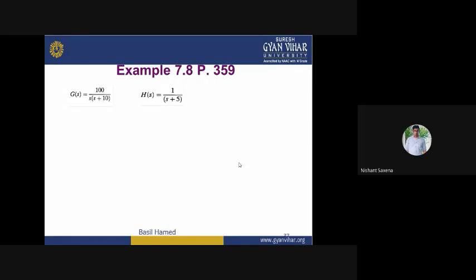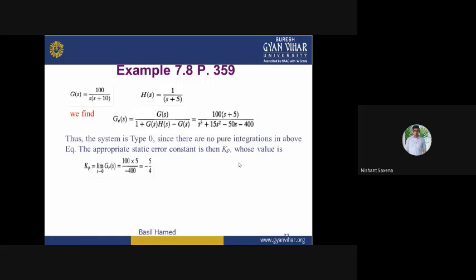Therefore, for a non-unity feedback, it will be equal to GS upon 1 plus GSHS minus GS. Therefore, it can be written as 10 into 100 into S plus 5 upon S cube plus 15S square plus 50S plus minus 400. So the type of the system is what? The type of the system is 0.